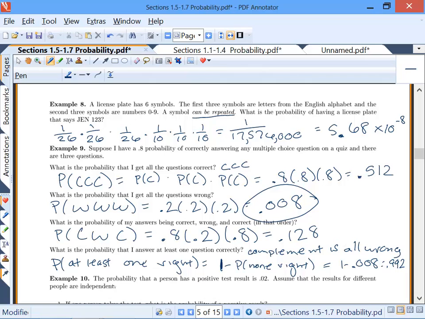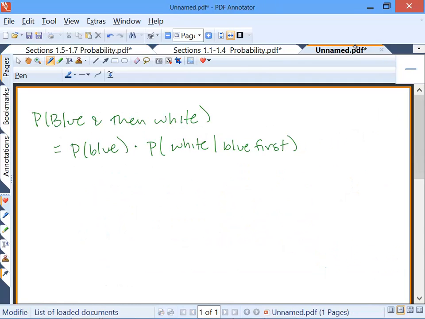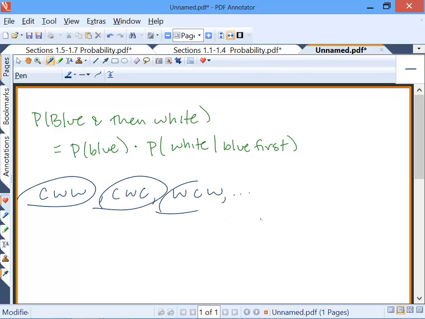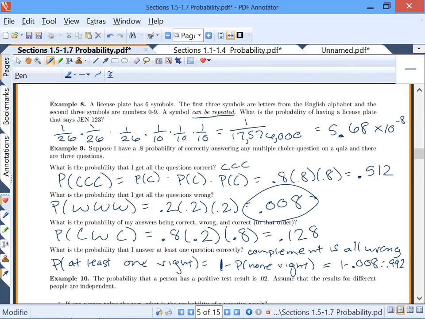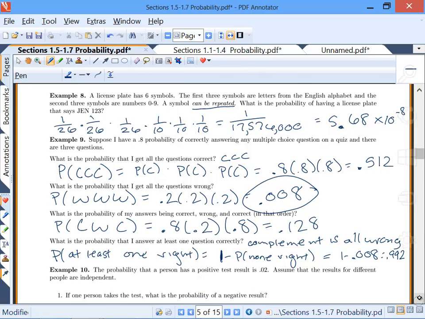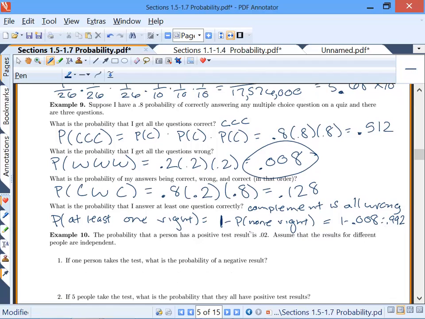So what's really happening in this problem is you would actually have to consider, this is what I kept focusing on yesterday, all the possible ways that I can get at least one right. So I could get correct, wrong, wrong, or correct, wrong, correct, or wrong, correct, wrong, etc. And there are 7 of these possibilities, and I would have to find the probability for each one and add them all up. Or we use the complement rule to figure out that it is 0.992. In fact, I can almost guarantee that we will have a question like this on the test just because it is a fairly commonly missed question.